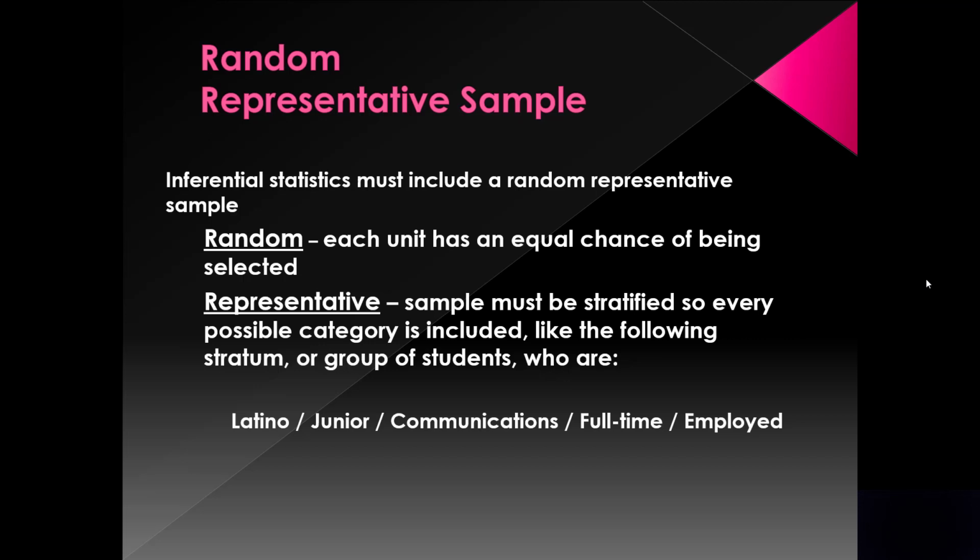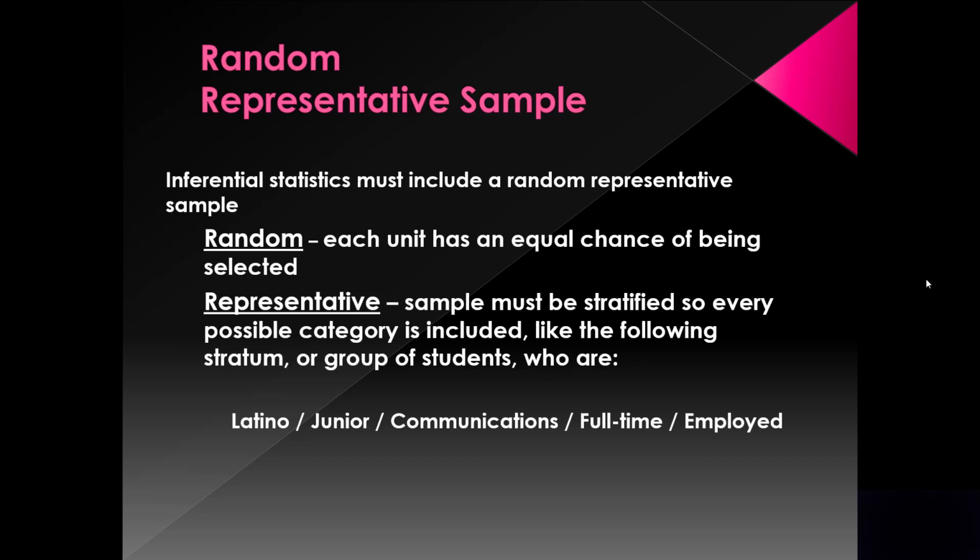In order to use a sample that you're going to generalize to the greater population, it must be what is called a random representative sample. That just means that the random aspect of it is that each unit, whatever that unit is, it might be a student in your sample. I'm sorry, the student in the population has an equal chance of being selected for the sample. So if you have 18,000 students at CSUSM, each of them has an equal chance of being selected to be interviewed for that smaller sample.